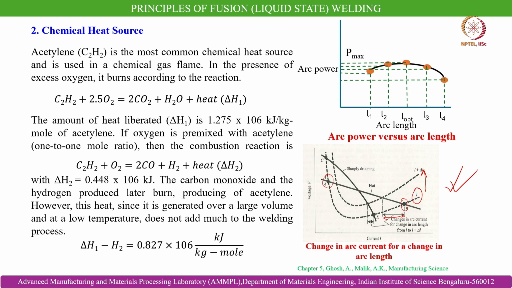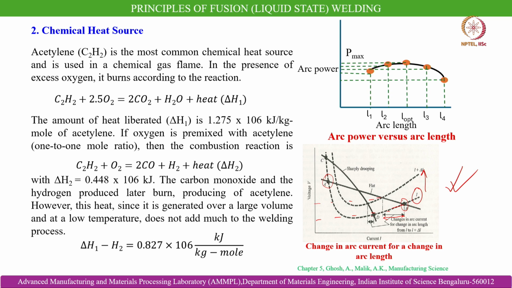So, you can see this is basically the change in voltage, that is, if I drop a line from here and from here. You can understand this is the change in voltage if the current-voltage characteristic is a flat one, whereas in case of sharply drooping characteristics, that is why this is the desired configuration that is followed in case of arc welding.